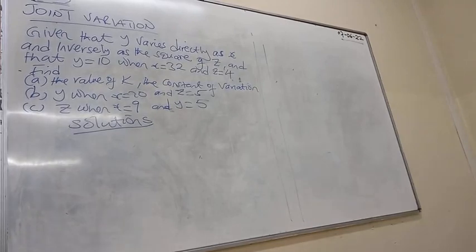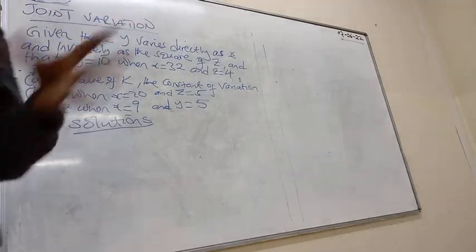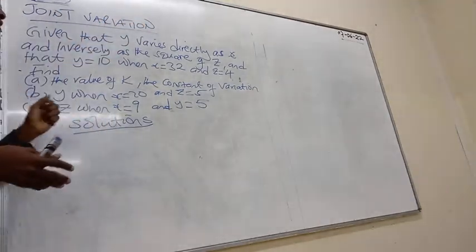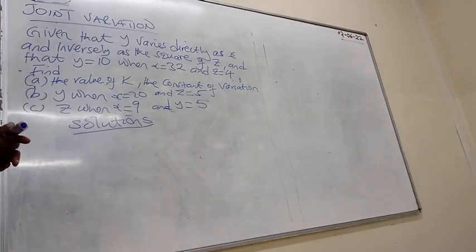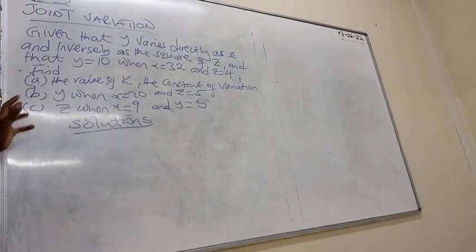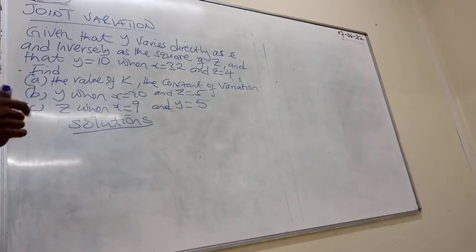Okay, so this is the joint variation, right? Joint variation combines the direct variation and the inverse variation. As we read the question, we'll be writing the formula.